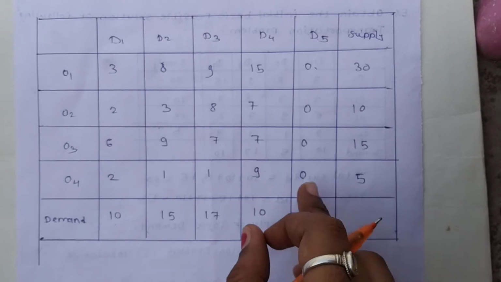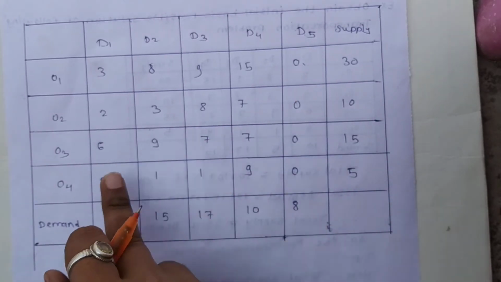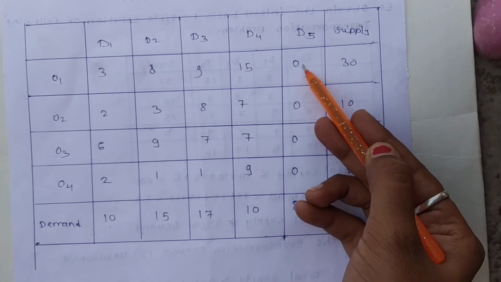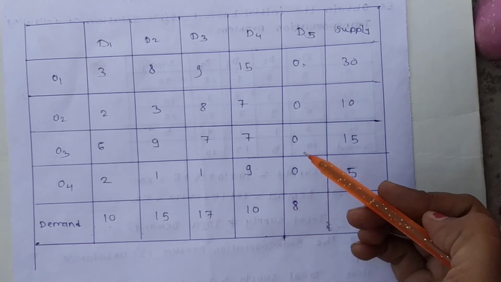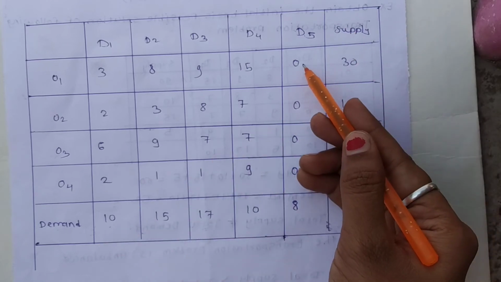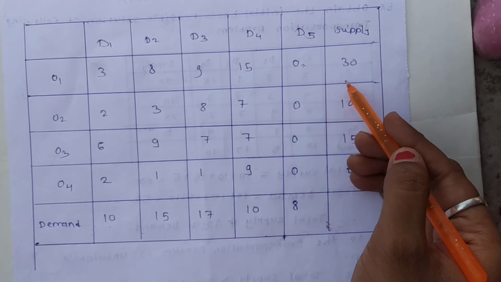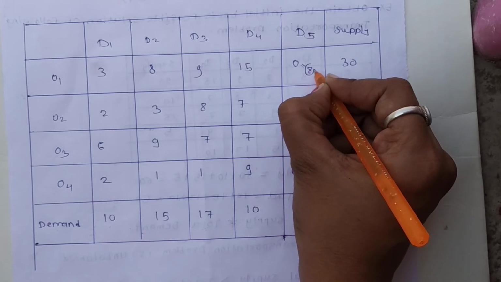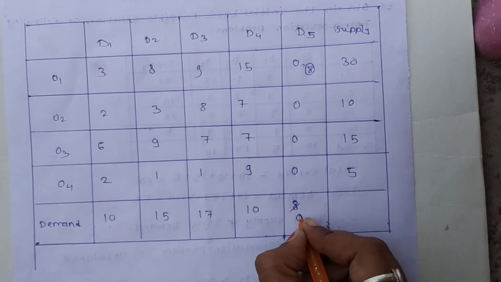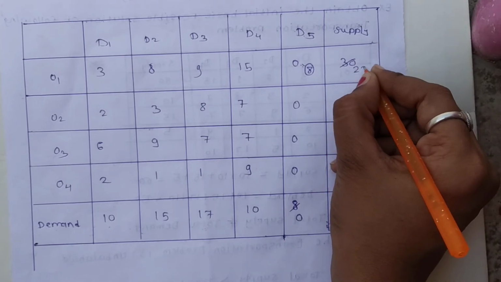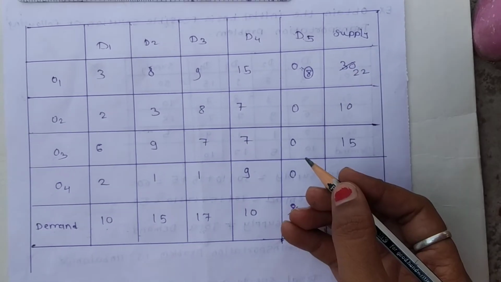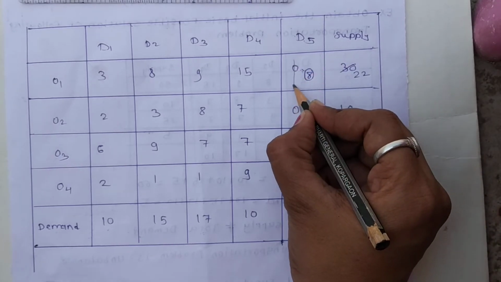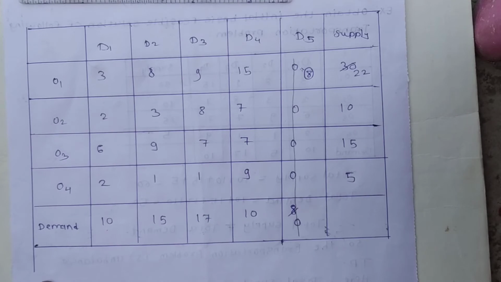In the matrix minima method we take the minimum of these origin and destination costs. Here 0 is minimum, so take any one of these. For 0, demand is 8 and supply is 30. So we allocate 8. 8 minus 8 is 0, and 30 minus 8 is 22. This D5 gets 0, so we cancel this column.